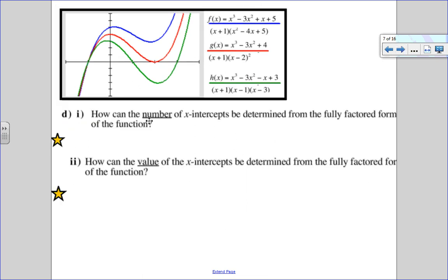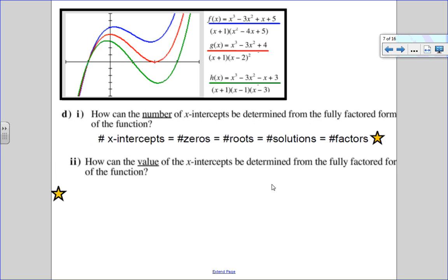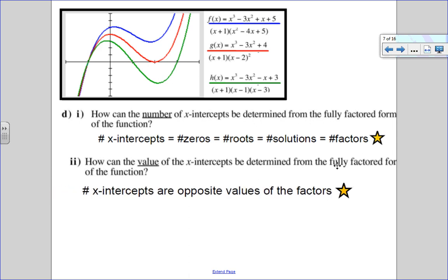Okay, so we already talked about this, but let's formalize it. How can the number of x-intercepts be determined from the fully factored form? Well, the number of x-intercepts is the same as the number of zeros, the number of roots, the number of solutions, the number of factors. That all means the same thing. The value of the x-intercepts can be determined by doing opposites. So the opposite of a +1 is -1. So that's why they all intersected at -1.